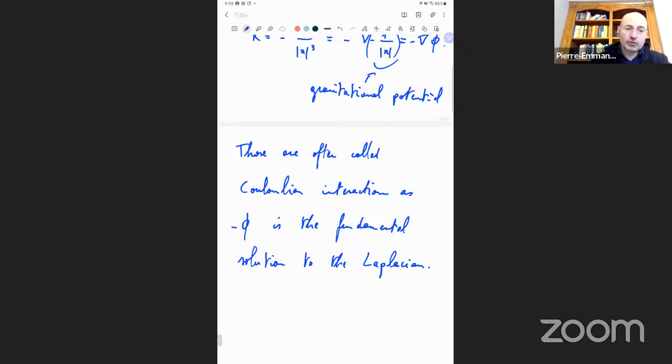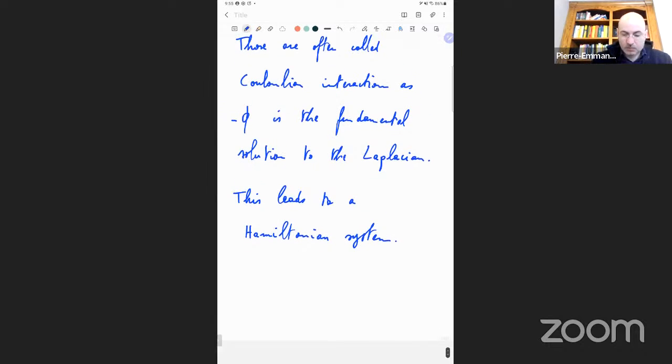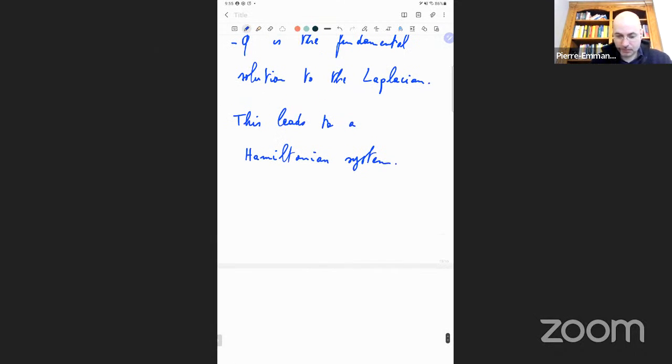The second point is, of course, that this is a Hamiltonian system. And the Hamiltonian is the total energy of the system.